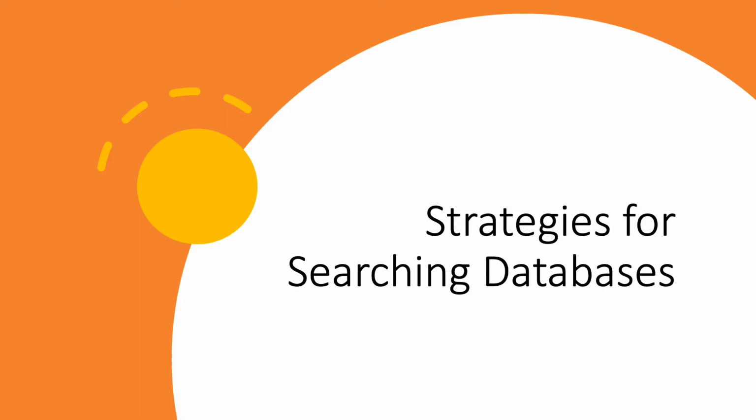Welcome to part 2 in a 3-part series on conducting research for our 1302 English course. In this presentation, we will be focusing on strategies for searching databases, including how to save a full-text PDF, how to narrow down for peer-reviewed sources, and how to generate a citation.